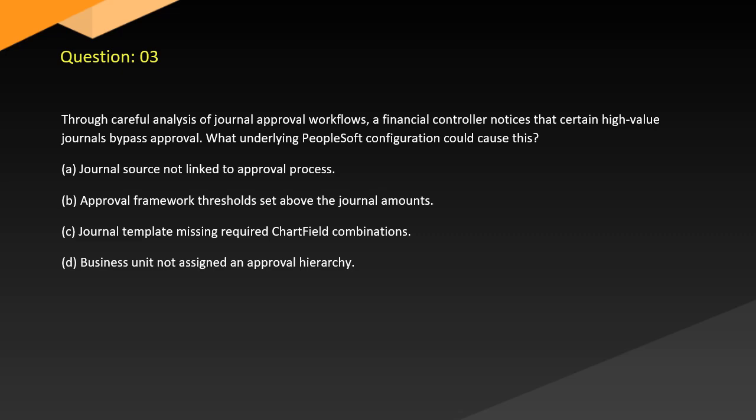Question 3. Through careful analysis of journal approval workflows, a financial controller notices that certain high-value journals bypass approval. What underlying PeopleSoft configuration could cause this? A. Journal source not linked to approval process. B. Approval framework threshold set above the journal amounts. C. Journal template missing required chart field combinations. D. Business unit not assigned an approval hierarchy.